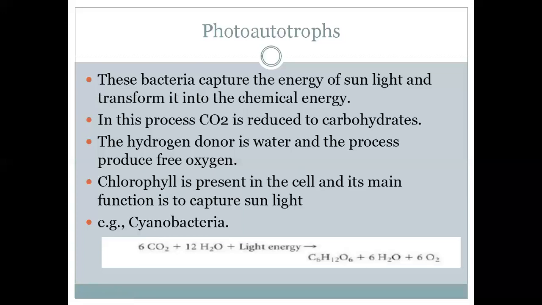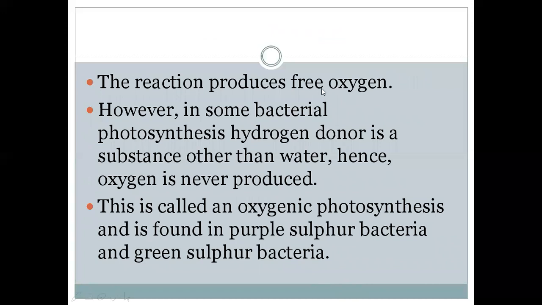So here it is taking up carbon dioxide, water, and sunlight, light energy. It is converting this carbon dioxide to C6H12O6, carbohydrate or glucose, and then 6 water molecules and 6 oxygen. Oxygen is evolved in this process. That is why this process is also called oxygenic photosynthesis, which can be seen in cyanobacteria or blue-green algae. The reaction produces free oxygen. We have seen in the equation that free oxygen is released.